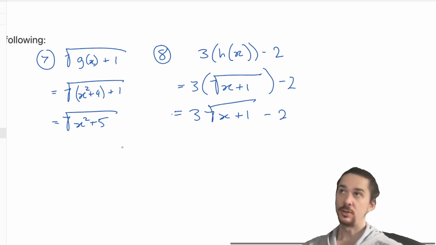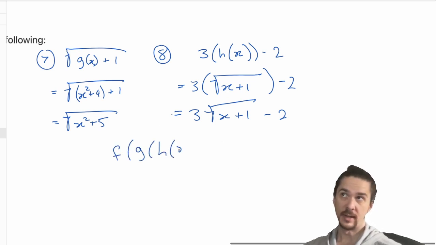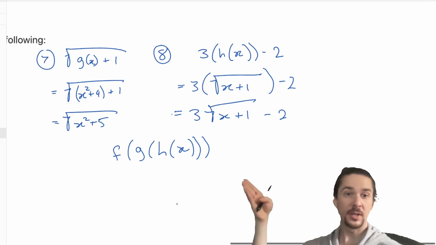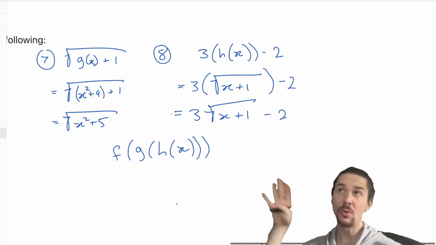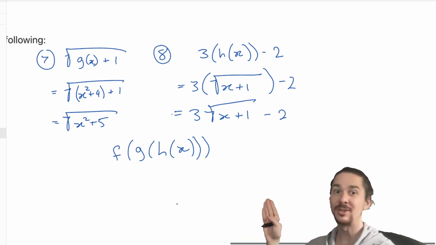That is done. If you want to challenge yourself, see if you can figure out what is f of g of h of x, or g of f of h of x, or h of f of g of x, or h of g of f of x. There are so many combinations, and they're all going to give you different answers. So there's lots of practice you can do just with these 3 functions right here.